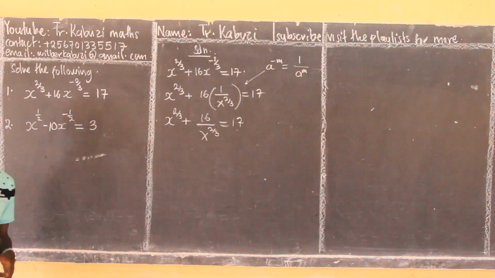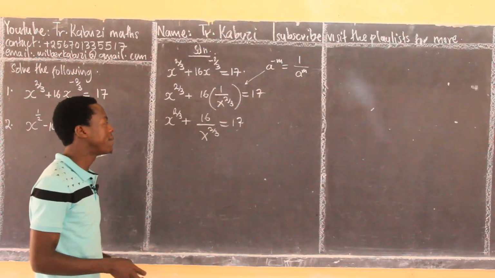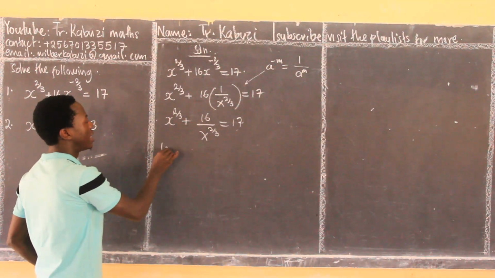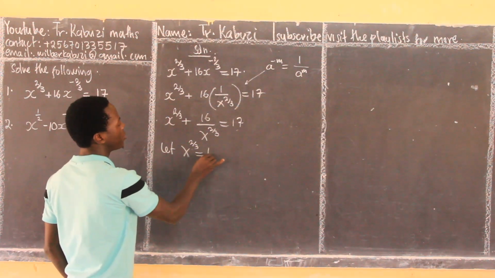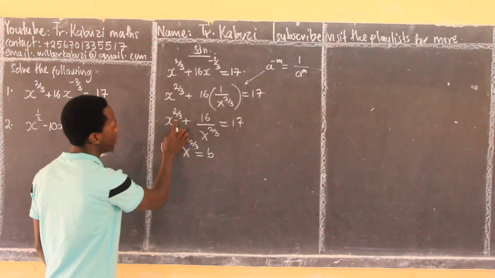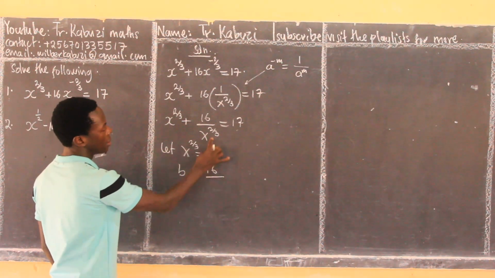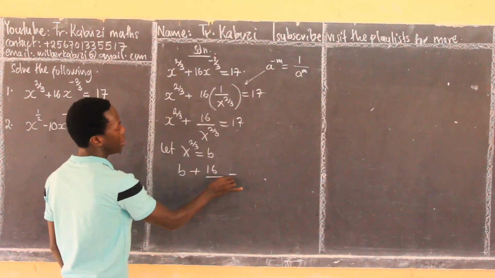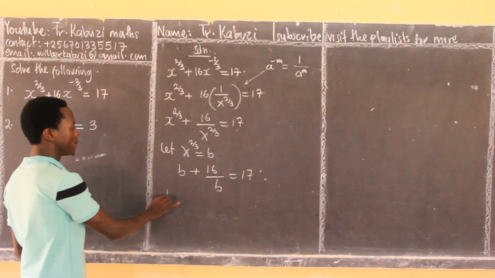Now we have identified that there is something common: this one is common here and here. Whenever you see that there is something common, you always let. So let my x power 2 over 3 be equal to b. Now where there is this, I'm going to substitute b. So this becomes b plus 16 over b equaling to 17. Multiply through by b.